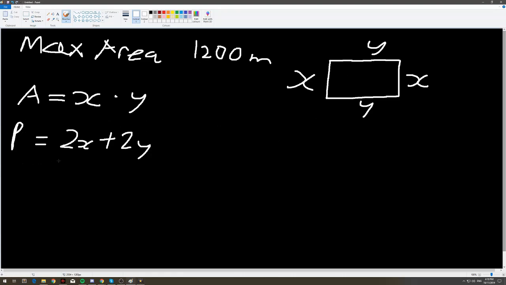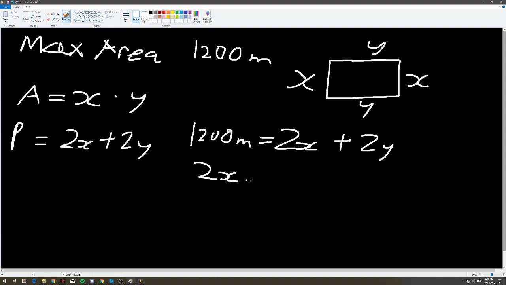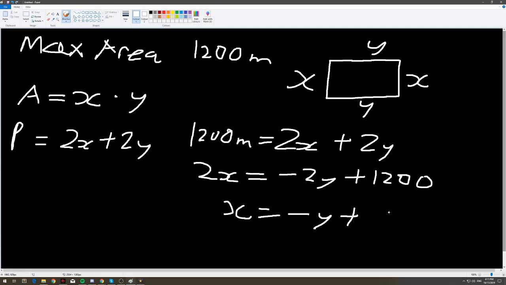So you will have 1200 meters equals 2x plus 2y. In this case, you are given the choice to either solve for x or y. So let's just isolate for x. If you want to isolate for x, you have to bring the y to the other side. So it will just become negative 2y plus 1200. And then after that, you want to get rid of this 2, so you divide everything by 2. So it will become negative y plus 600.